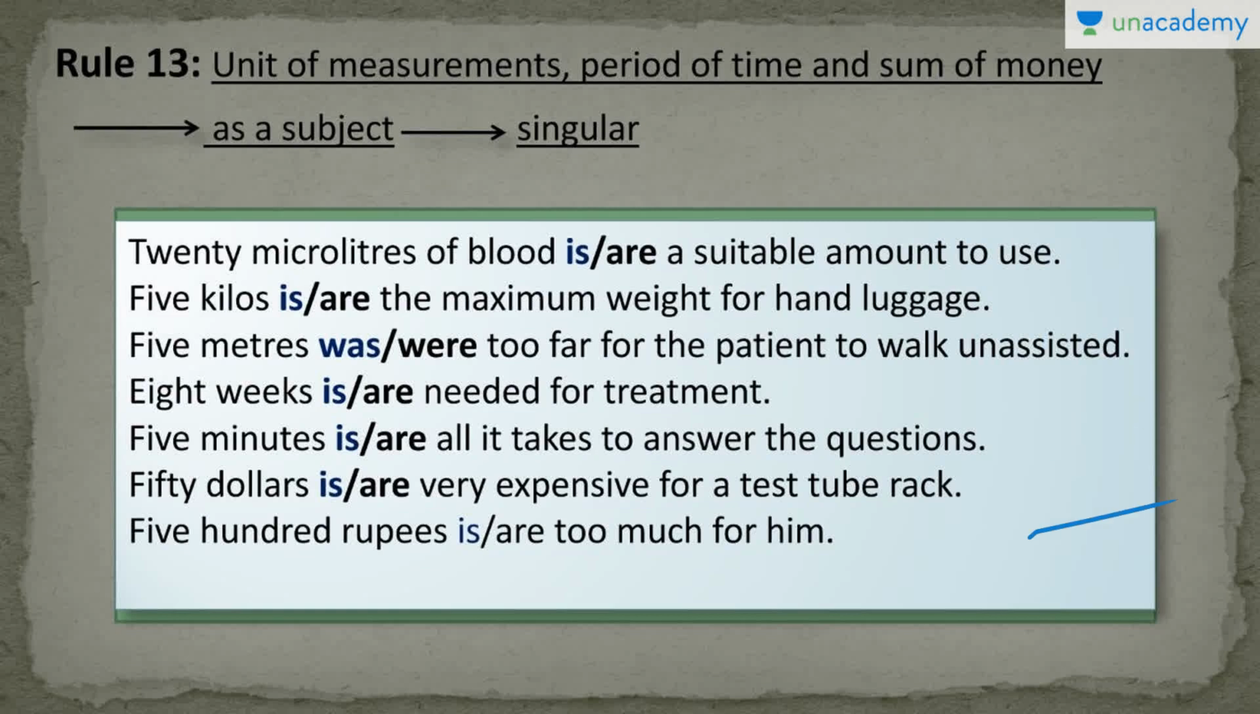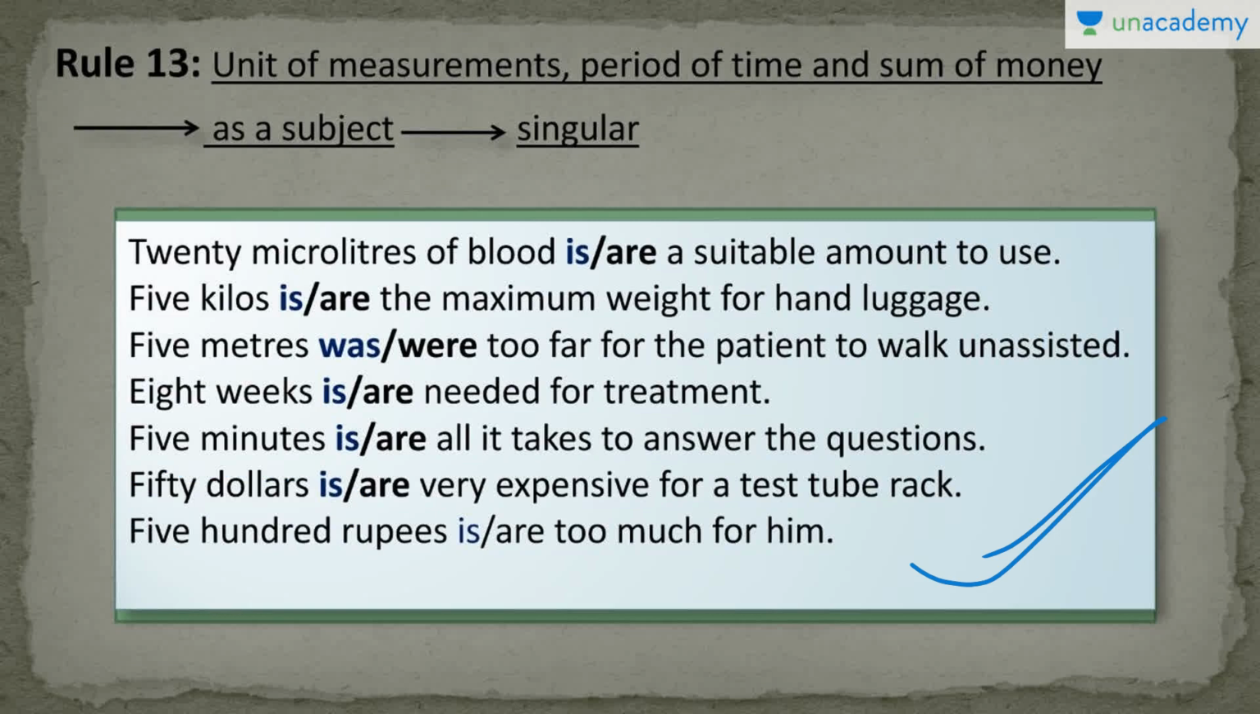Next, $50 is or are very expensive for a test tube rack. Now $50, it's a sum of money, and I know that if the sum of money is used as a subject, it is considered as singular, so it will be considered as singular, and since the subject is singular, the verb will be singular only, and therefore the correct sentence becomes $50 is very expensive for a test tube rack.